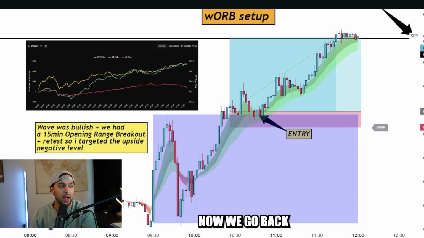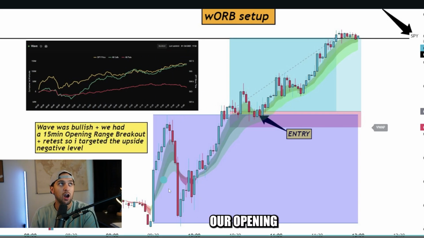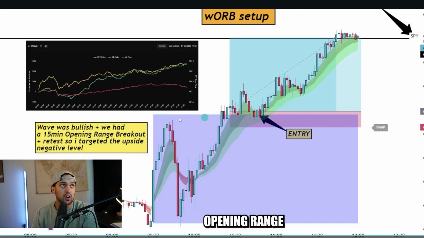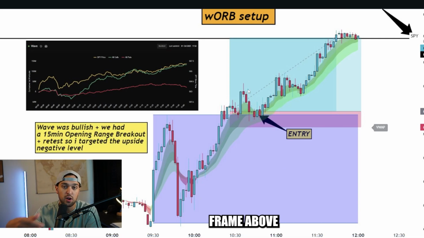Now we go back to looking at our opening range, which is this blue zone, and then we look for a breakout. We want a 15-minute candle close above the 15-minute opening range. So what does this mean? We have the 15-minute opening range right here. Now we're waiting for a candle close on the 15-minute time frame above as well.